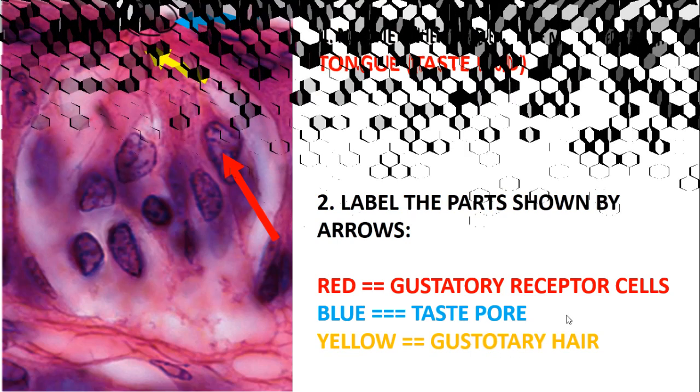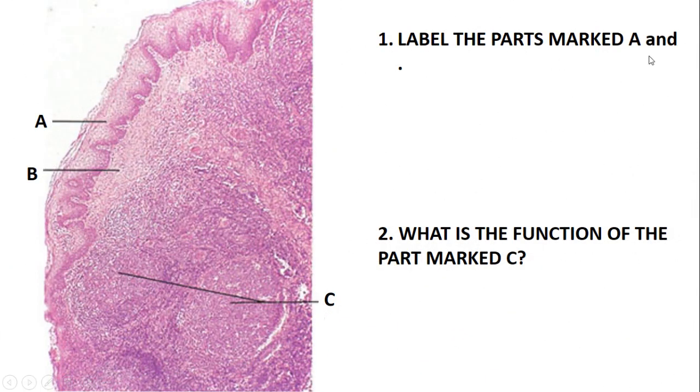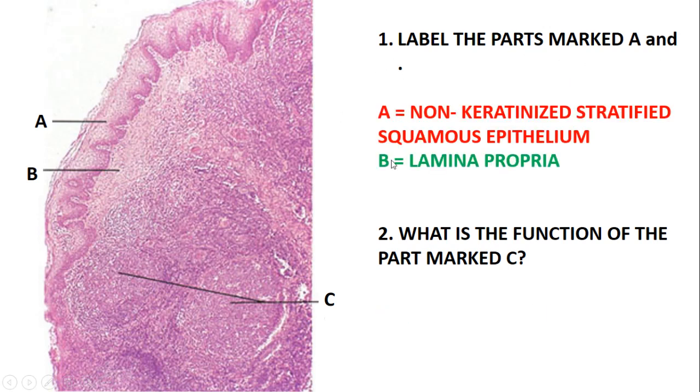Okay, let's quickly move on and look at the next slide. Label the parts marked A and B. A is the epithelium, which is a non-keratinized stratified squamous epithelium. And B is the lamina propria. This slide is the slide of the tonsil.